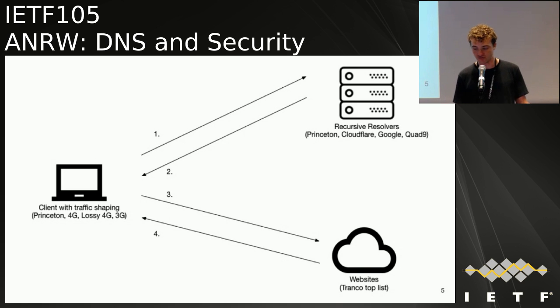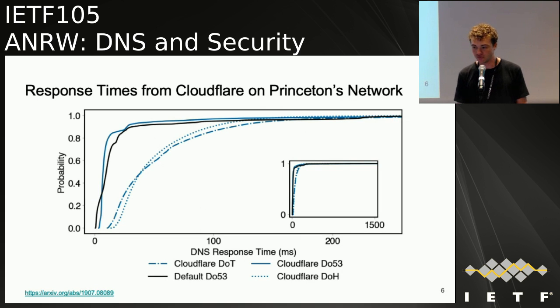So you can think of this as a list of just top websites that we want to measure. Again, things like New York Times, other stuff. So these are response times from Cloudflare's resolver on Princeton's network. You can see in the legend at the bottom in blue, we have all of Cloudflare's settings. So Cloudflare DOT, DO53, and DO. And then by default DO53, I'm referring to the university resolver at Princeton, which only supports traditional DO53.